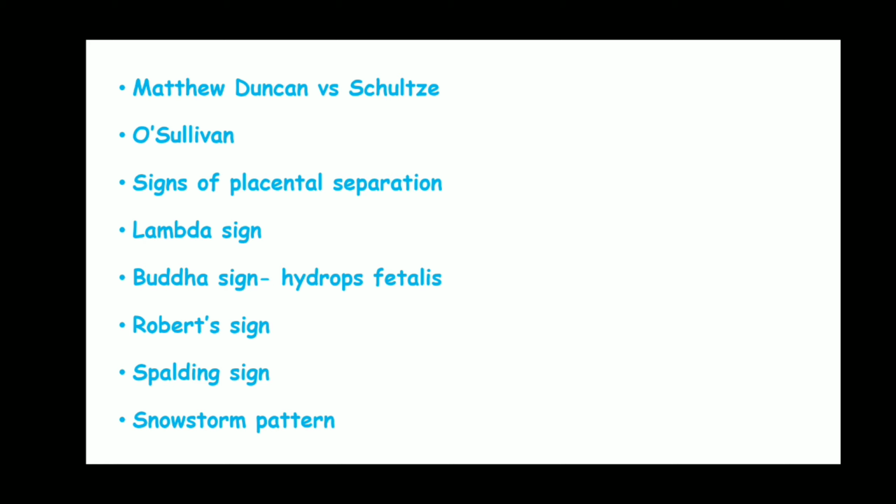Robert's sign is what you see in intrauterine death (IUD). That's a gas shadow in the great vessels, but it's an uncommon finding. The most common finding in IUD is the Spalding sign. That's an overlapping of the cranial bones. Very, very important, Spalding sign. And the snowstorm pattern you will see in hydatidiform mole when you are doing an ultrasound.